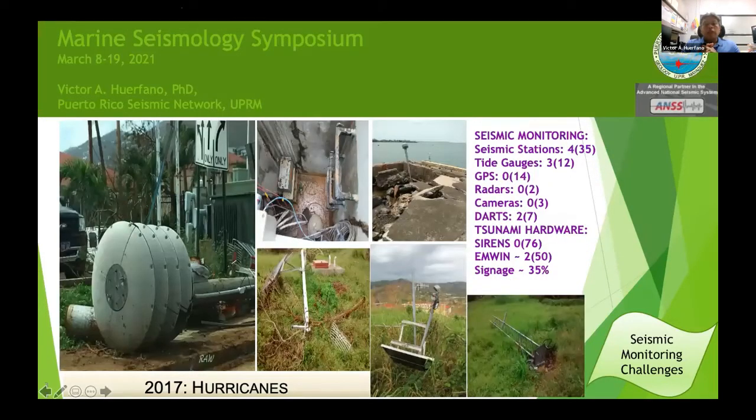Particularly the monitoring system in Puerto Rico was affected tremendously. You can see what happened with the siren system, what happened with the seismic station, what happened with the geodesy stations, tide gauges. So essentially, most of the 90% of the detection infrastructure was destroyed due to the hurricane.